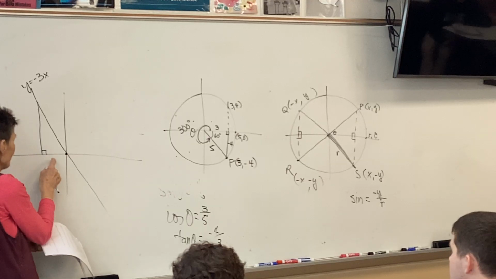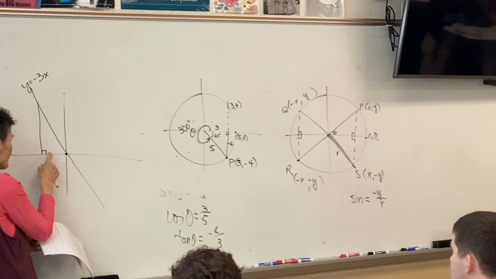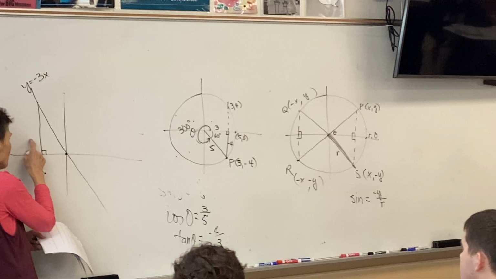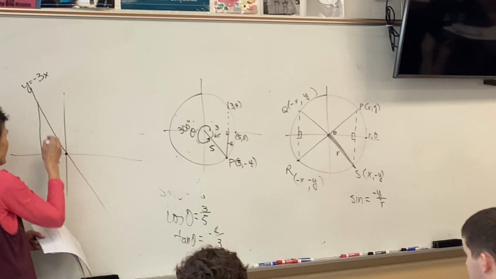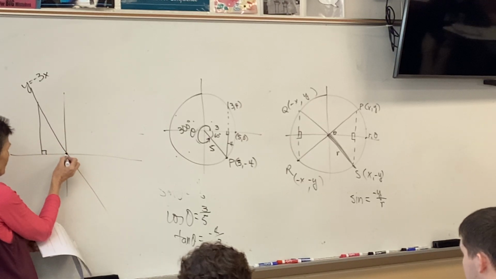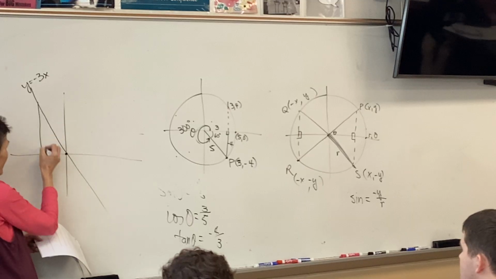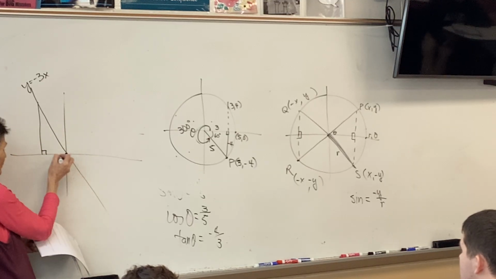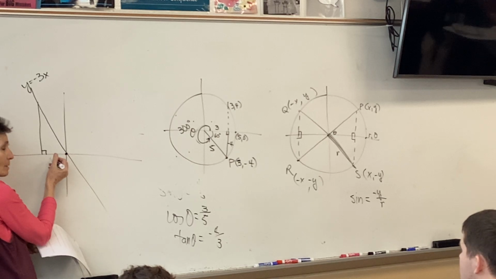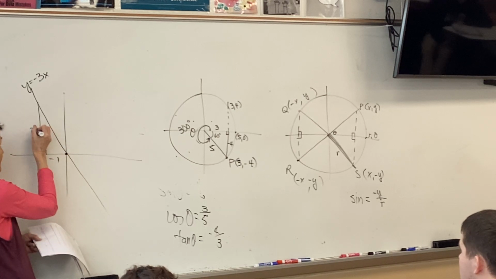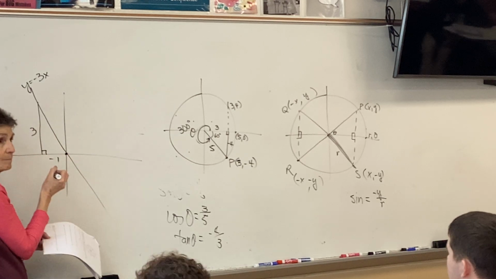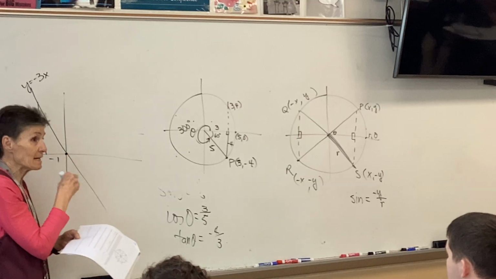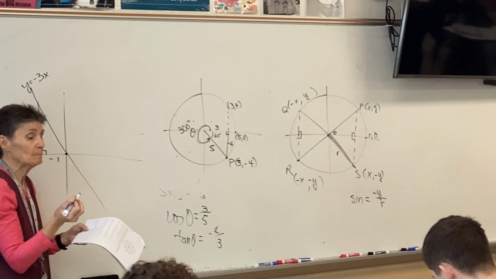Tell me about these two sides right here. If the slope of the line is negative 3, can you identify some possible lengths here? What could these be? Could be negative 1 and positive 3. Could also be any of the numbers in that ratio, right?